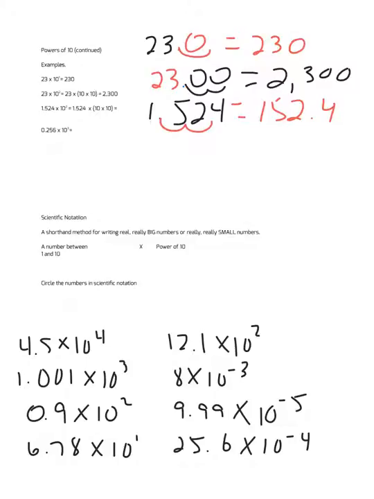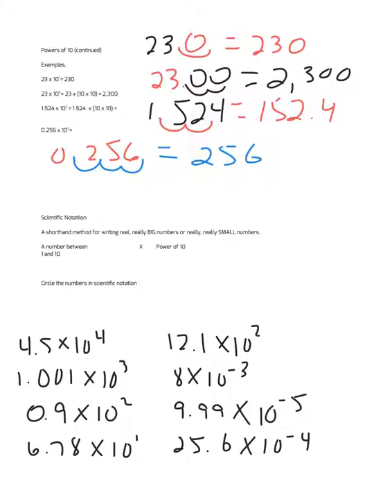0.256 times 10 to the third power. The 3 for the exponent tells you to move the decimal point 3 place values. 1, 2, 3. So 0.256 times 10 to the third is 256. Because we are multiplying by a power of 10, we're going to move the decimal to the right. And it's a positive exponent, which is another reason why we move it to the right.